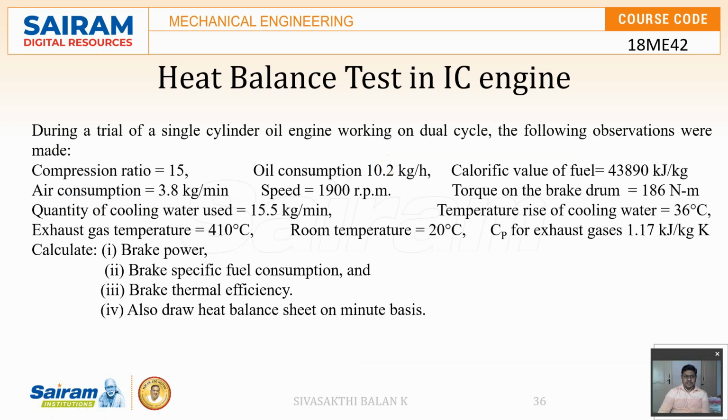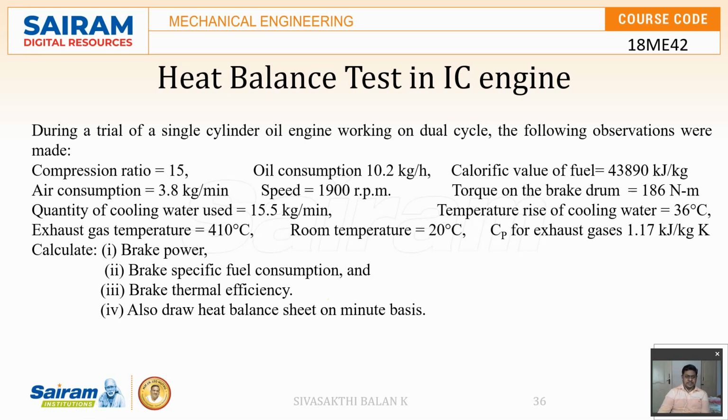During a trial of a single cylinder oil engine working on dual cycle, the following observations were made. The compression ratio is 15, oil consumption 10.2 kg per hour, calorific value 43,890 kilojoules per kilogram, air consumption 3.8 kg per minute, speed 1900 rpm, torque on the brake drum 186 Newton meter, quantity of cooling water used is 15.5 kg per minute, and the temperature rise of cooling water is 36 degrees centigrade. That is nothing but the difference between the inlet temperature and the outlet temperature of the water used for cooling the engine.